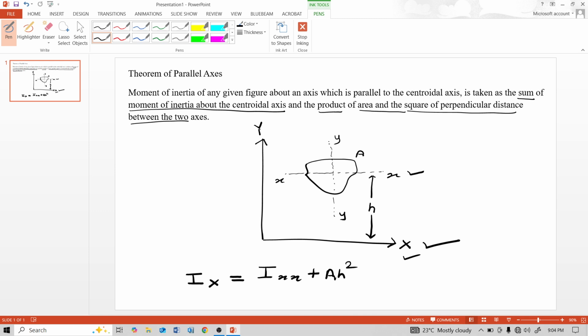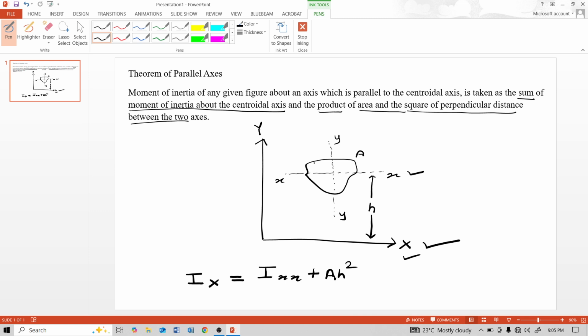Moment of inertia of any given figure about an axis which is parallel to the centroidal axis. See, this is moment of inertia of any given figure about this capital X axis, which is parallel to this small x axis. It's taken as the sum of moment of inertia about centroidal axis and product of area and the square of perpendicular distance between the two axes.